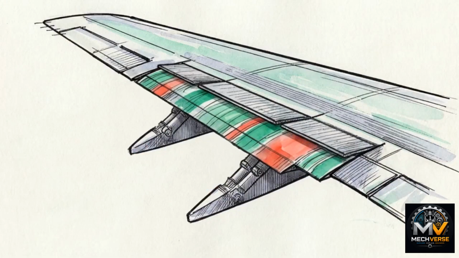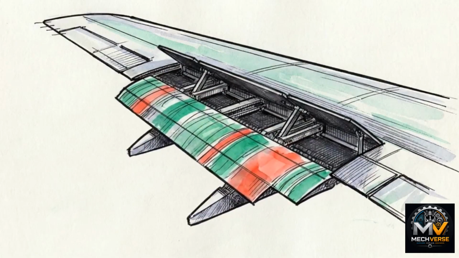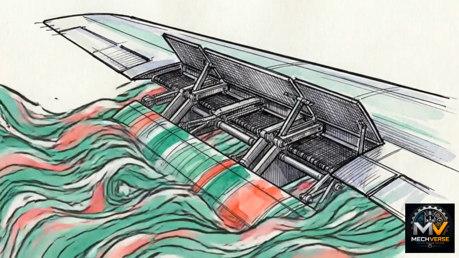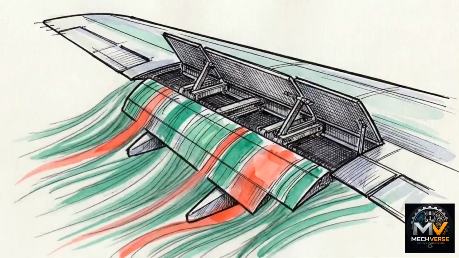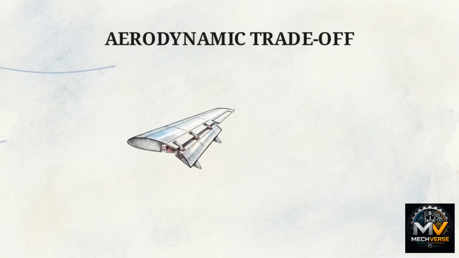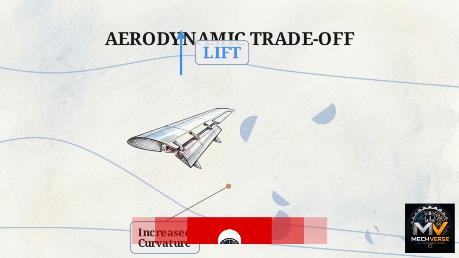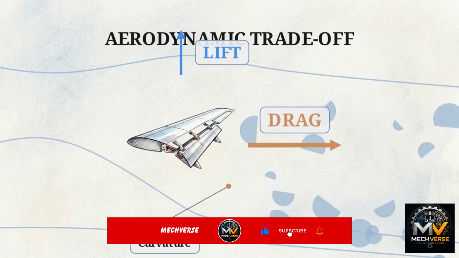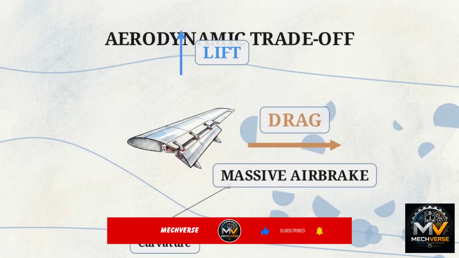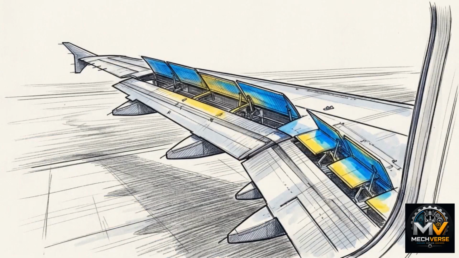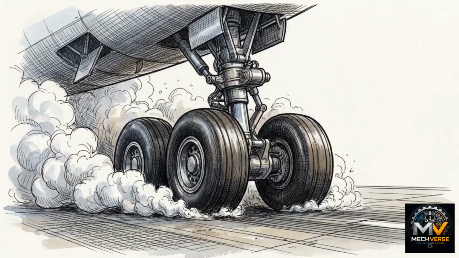To maintain lift at lower speeds, flaps extend from the back of the wing, increasing its surface area and giving it a deeper curve. This diagram shows the trade-off. While the extra curvature provides lift, it also creates intense drag. The wings essentially become massive air brakes that help the plane slow down. Upon touchdown, spoilers deploy on top of the wing to spoil the remaining lift, ensuring the aircraft's full weight settles onto the wheels for braking.